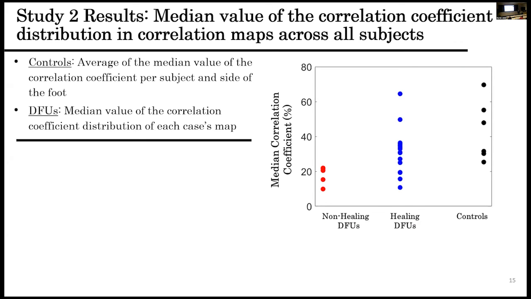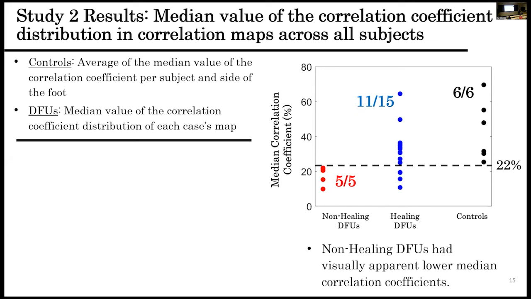And moving forward, we wanted to look at the median value of the correlation coefficient distribution in correlation maps across subjects. To do this, we used the average of the median value of the correlation coefficient per subject and side of the foot. And for DFUs, we calculated the median value of the correlation coefficient distribution for each case. And what we found was that non-healing DFUs had visually apparent lower median correlation coefficient values.